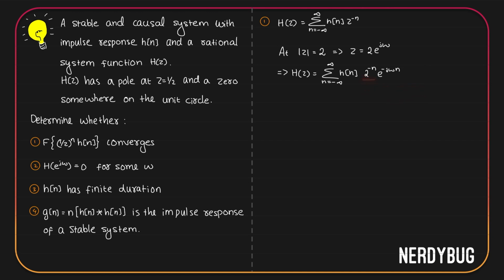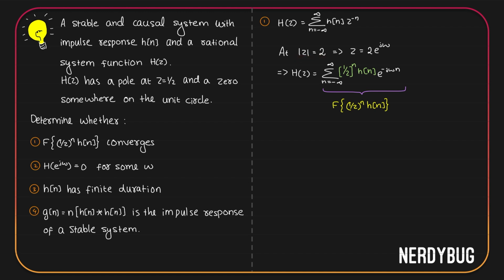2 raised to minus n can be written as (1 by 2) raised to the power n. Let's put (1 by 2) raised to n before h(n). Now we get summation from n equals minus infinity to infinity of (1 by 2) raised to n h(n) e raised to minus j omega n. But this is the expression to find the Fourier transform of (1 by 2) raised to n h(n). So to check whether the Fourier transform of (1 by 2) raised to n h(n) converges to a finite value, we have to check whether H(z) converges to a finite value when magnitude of z is equal to 2.